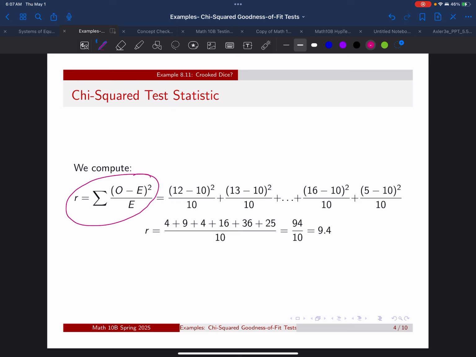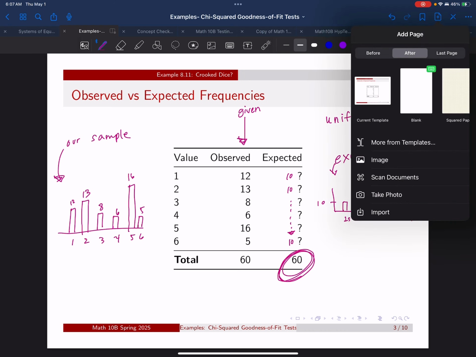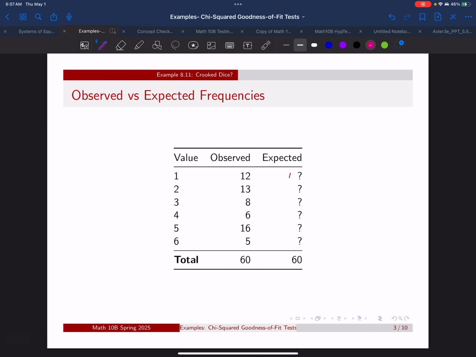So we're going to compute our chi-square test statistic. Here's the formula: it's the sum of the squared difference between your observed and your expected, divided by the expected. Here we said expected is 10 for each of these. O is observed, E is expected. So what is O minus E? Make a table: that'll be 2, 3, -2, -4, 6, -5. And then I can look at O minus E squared.